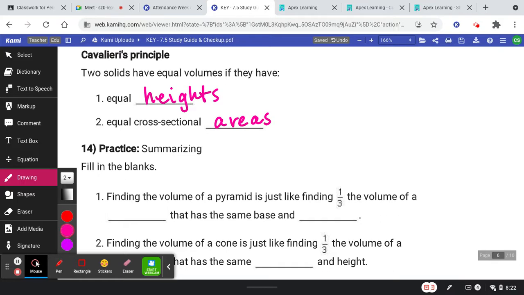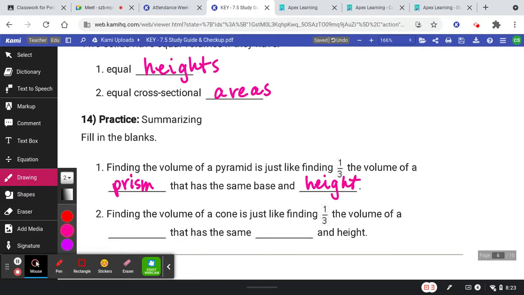And like we just mentioned, finding the volume of a pyramid is like finding 1/3 of the volume of a prism that has the same base and height. And finding the volume of a cone is 1/3 of the volume of a cylinder that has the same base and height. So literally the same formula, we just take 1/3 of it.